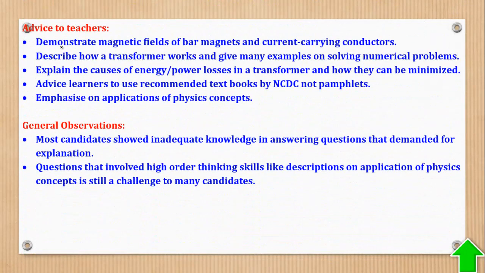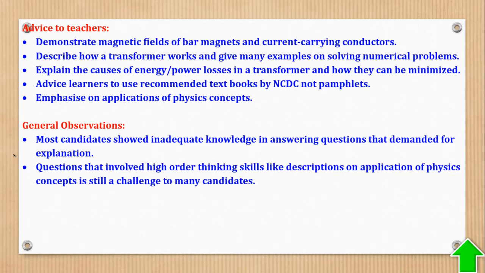A device should be used to demonstrate magnetic fields of bar magnets and current carrying conductors. Describe how a transformer works and give many examples on solving numerical problems. Then explain the causes of energy or power loss in a transformer and how they can be minimized. Advise learners to use recommended textbooks by NCDC, not pamphlets. Emphasis on applications of physics concepts.